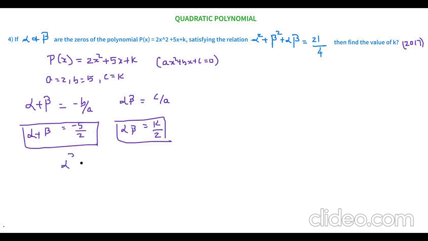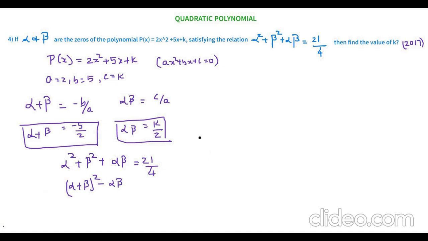So let me write the equation first. Alpha square plus beta square plus alpha beta equals 21 by 4. So this is what is given to us. We don't know alpha square plus beta square, but we know alpha beta. So we have to simplify this. This can be written as alpha plus beta the whole square minus alpha beta. I think you would be confused about how I got this.